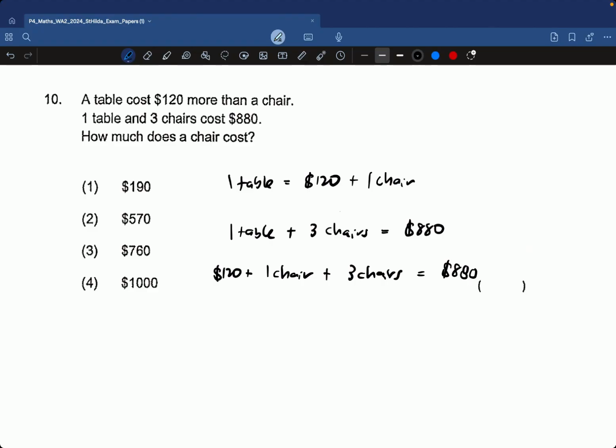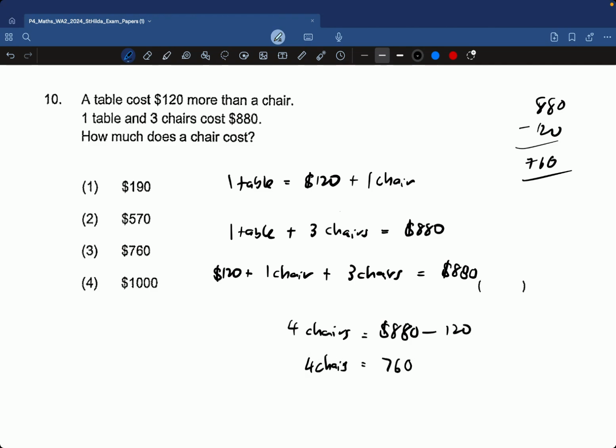Then we get minus 120 on each side. So we just have $0 on one side, and $880 minus $120 on the other. We can also add one chair plus three chairs, which is four chairs. So 880 minus 120: 8 minus 2 is 6, 8 minus 1 is 7, so 760. So four chairs is $760 in this case, right?